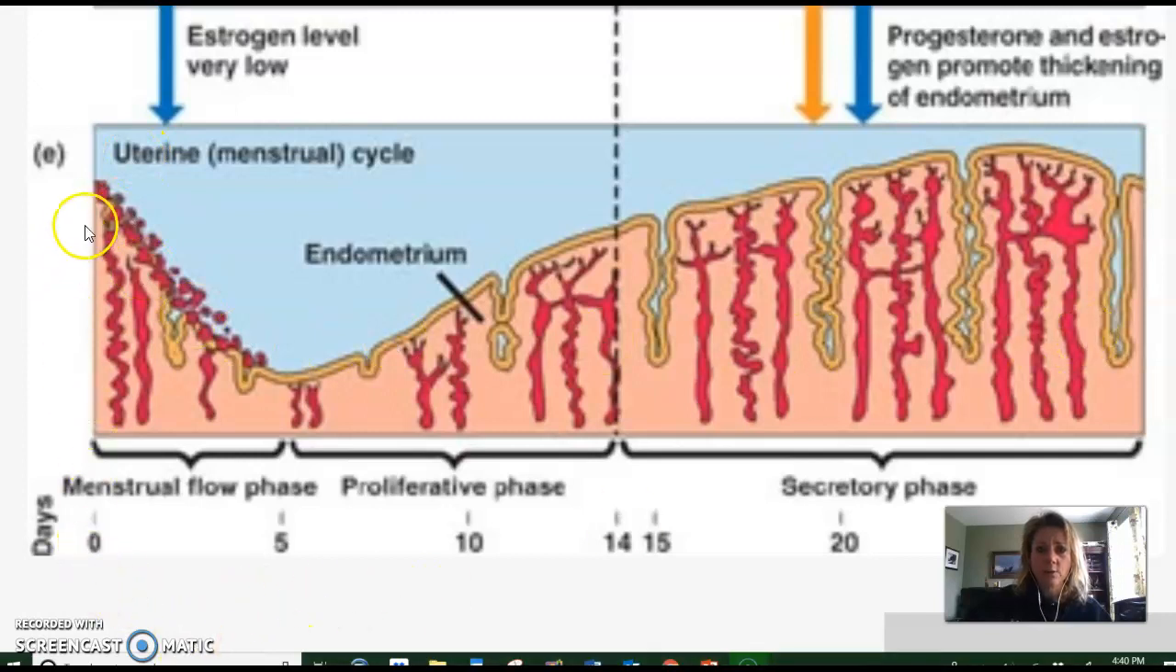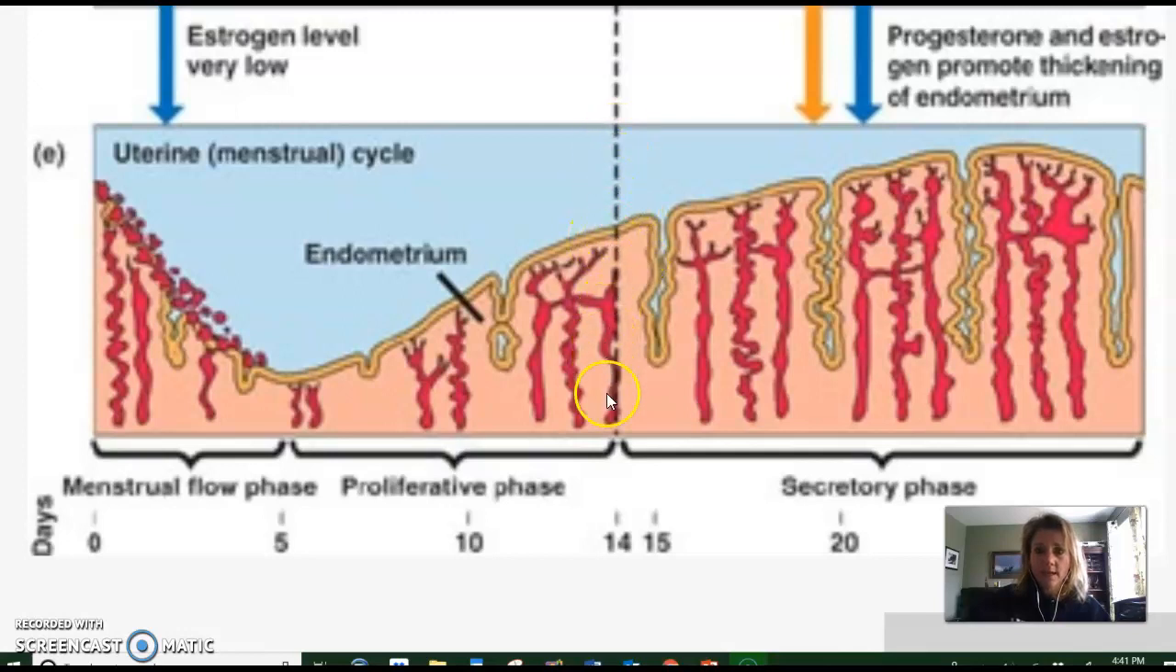If we take a look at our graph here, you can see that we're going to start on day 0 with the very beginning of menstruation, or the menstrual flow. That's going to usually last about 5 days. Then we enter into the first phase of the uterine cycle, called the proliferative phase. If something is proliferating, it's increasing, and that's exactly what's happening to the endometrial lining. It's starting to thicken, and that's due to the work of estrogen.